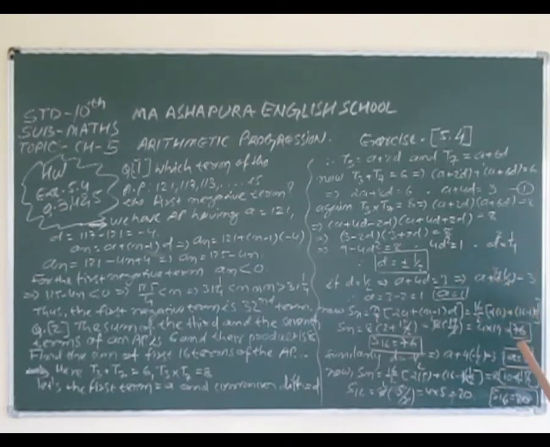Both sides divided by 4 and we get d square is equal to 1 by 4. Now take the square root of both sides and finally we get d is equal to plus or minus 1/2.